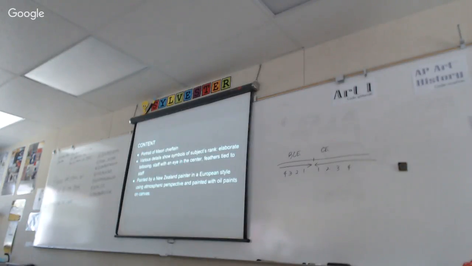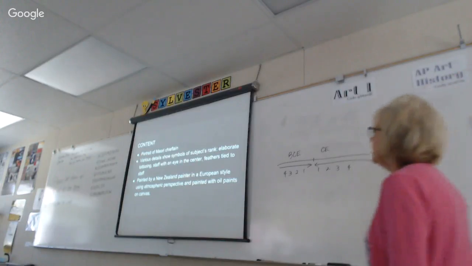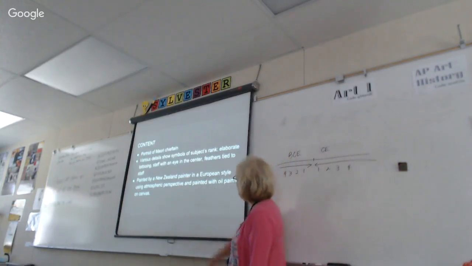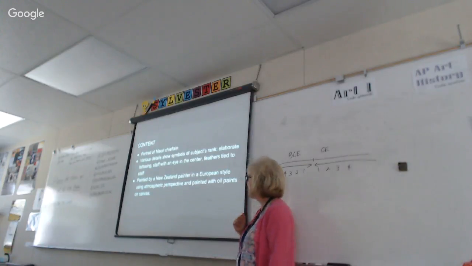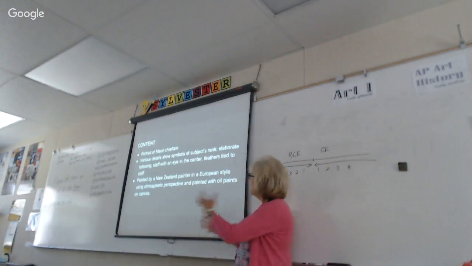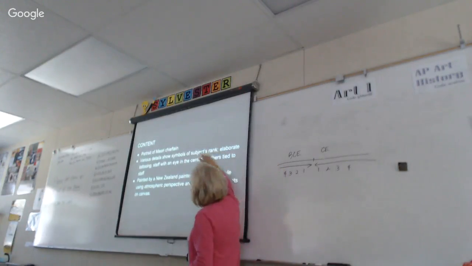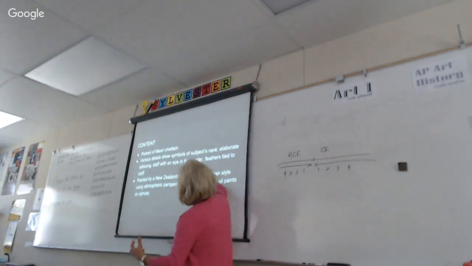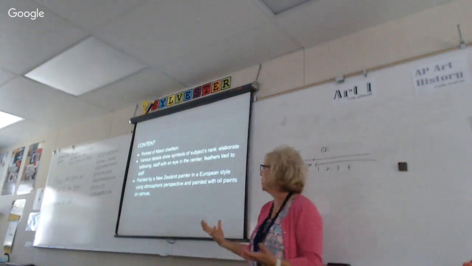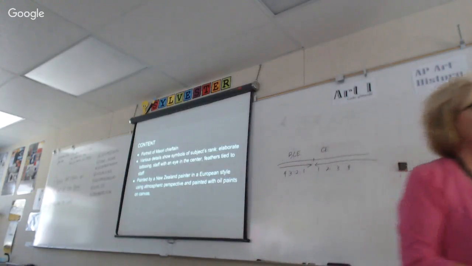Okay, so the content was the portrait of a Maori chieftain. The details that showed his rank were the elaborate tattooing, the staff with the eye in the center, and the feathers tied to the staff. However, it was painted by a New Zealand painter who was actually European, in the European style, using things like atmospheric perspective, and it was painted with oil paints. None of these things really show him as he is, but the tension is that he's painted with a European style rather than a Maori style. So that's content.